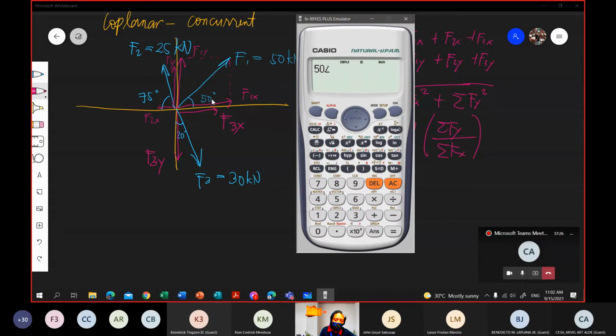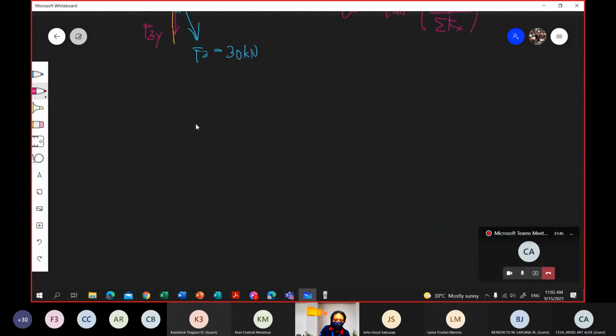50, acting at what angle? 50 degrees. Be careful with what you input. The angle that you will input in your calculator should always be measured from the positive x-axis counterclockwise. Let me reiterate that one.